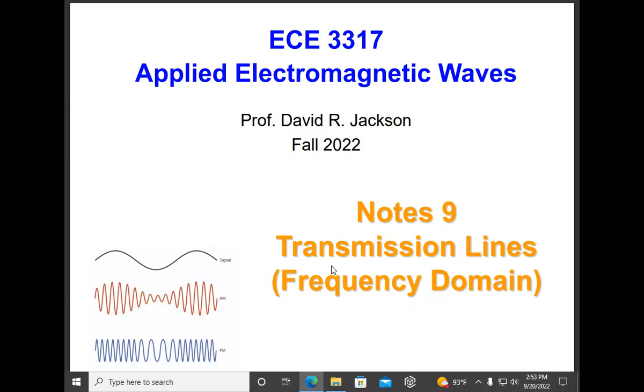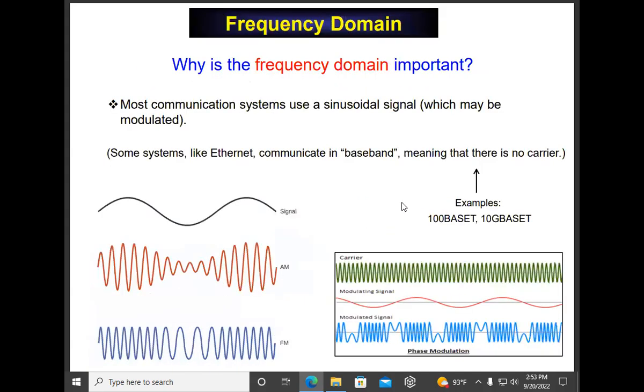Some pretty pictures of signals there. Okay. Now, first, I want to give some motivation. Question is, why is the frequency domain important? Okay. First bullet's kind of interesting. It says most communication systems, not all, but most communication systems use a sinusoidal signal. Now, the sinusoidal signal is usually modulated because that's how we carry information, right? But the sinusoidal signal is the carrier, and that's the main wave that's put on the transmission line. Okay, it's modulated, fine, but it's the carrier wave that's really the sinusoidal wave that we're interested in.